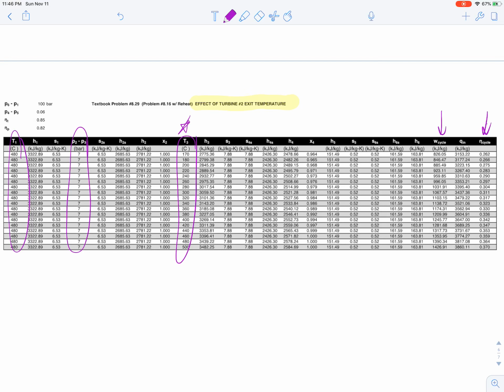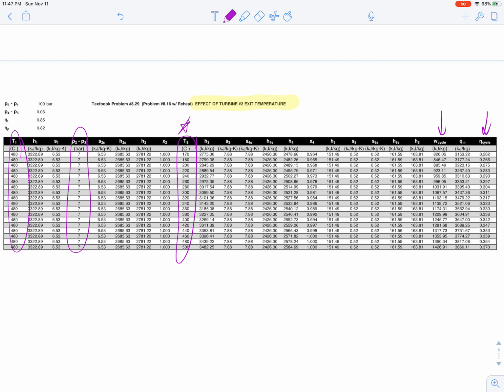The efficiency appears to increase. The work output increases as well. So I would like to drive that reheated turbine as far into the superheat region as possible.